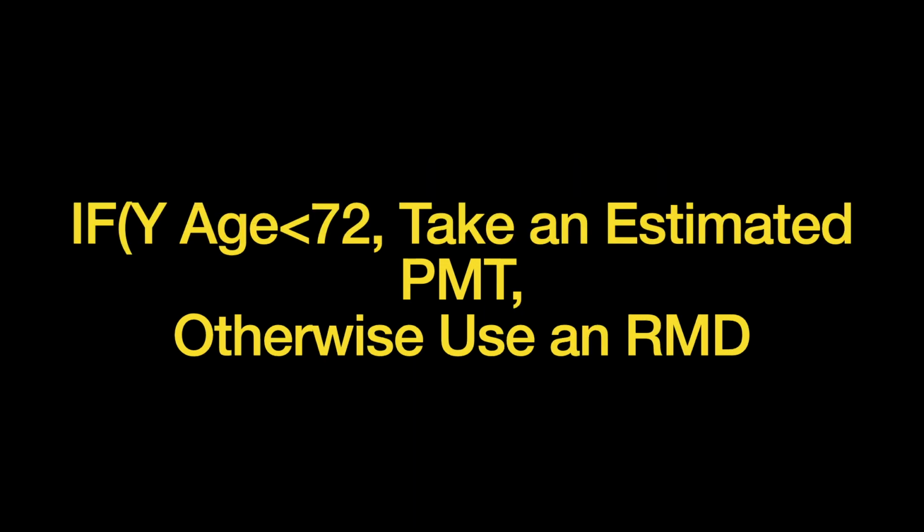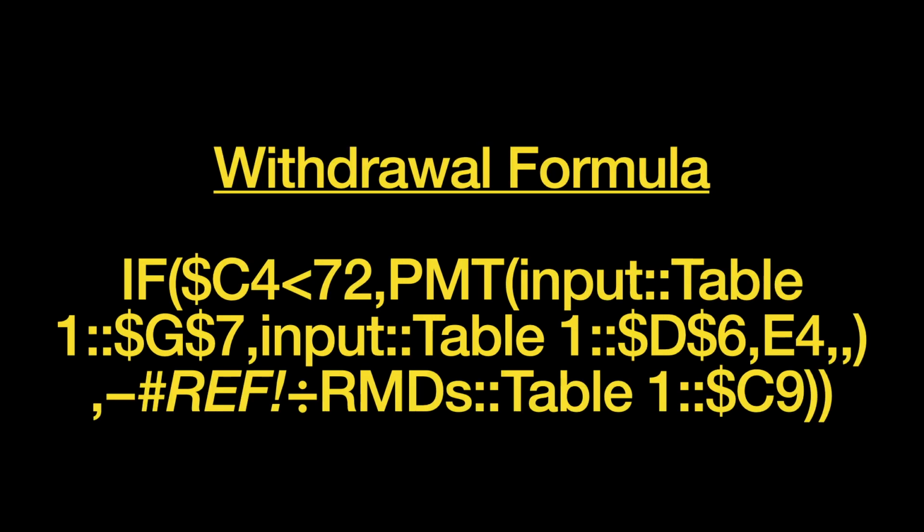So while I'll admit this looks complex, it is really just a simple syntax with an if statement. And the slide explains that the if statement says that if your age is less than 72, then take the estimated payment. Otherwise, use an RMD. Ignore that ref code there for now.